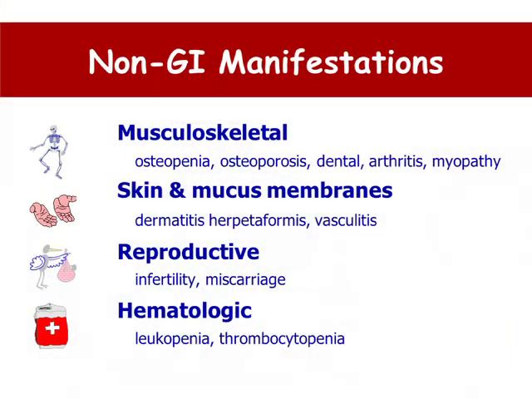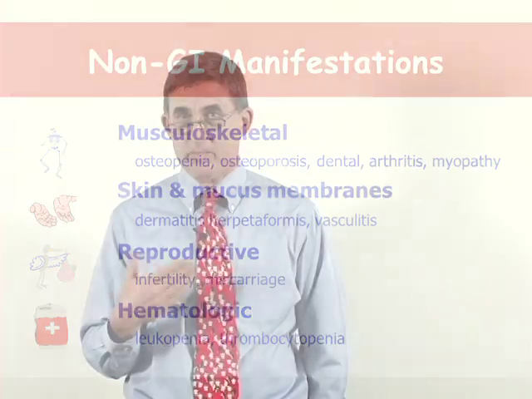And then from the standpoint of the blood system, it can affect the platelets, the white blood count. It can cause anemia, so there are important things that affect the blood system in celiac disease also.